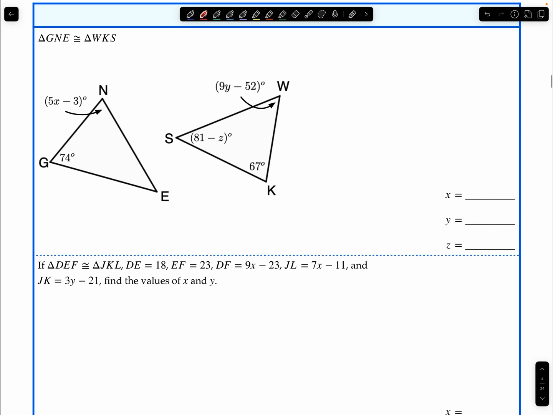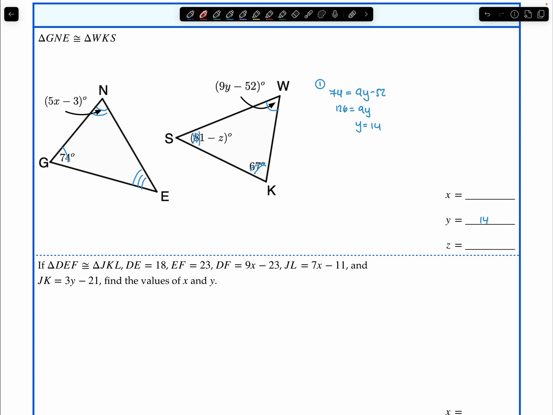Similar story with algebra. It doesn't really matter what's what. So G is 1, N is 2, E is 3. W is 1, K is 2, and then S is 3. So first off, I know that 74 equals 9y minus 52. That's because the W and G's match. So this is 126 equals 9y, and so y happened to equal 14.